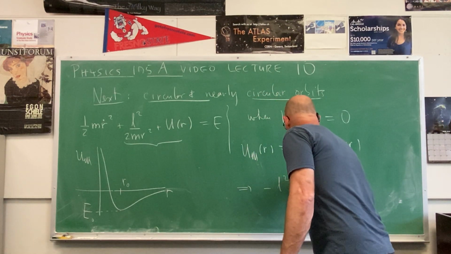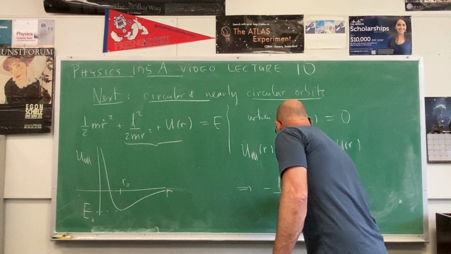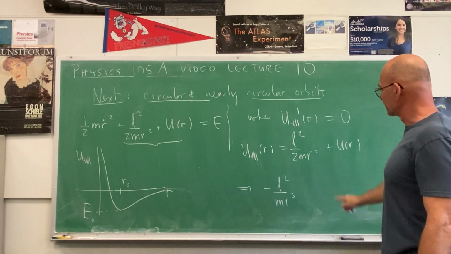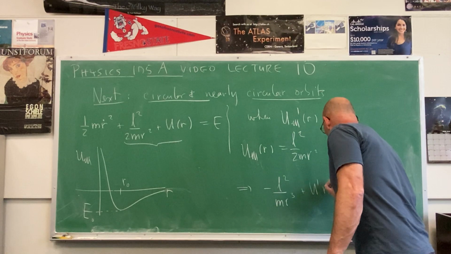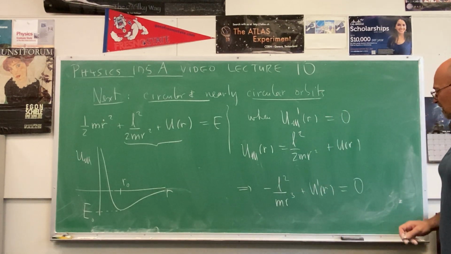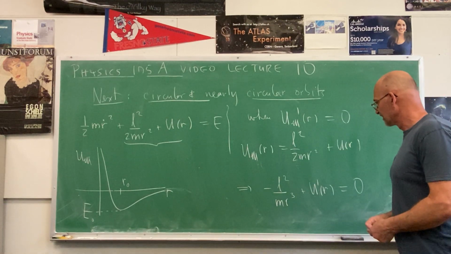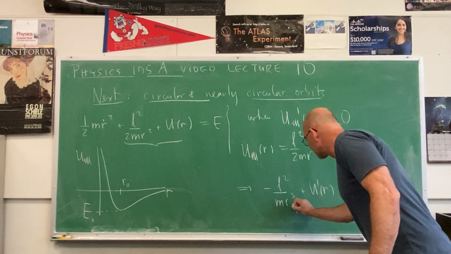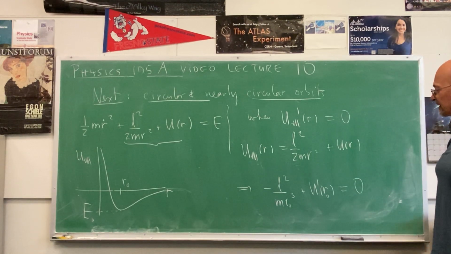So anytime we can set this equal to 0, and that is minus L squared over m r cubed, because we have r to the minus 2, plus U prime of r equals 0, and so we can put our little r sub 0 in there by hand. Okay, that's the equation.